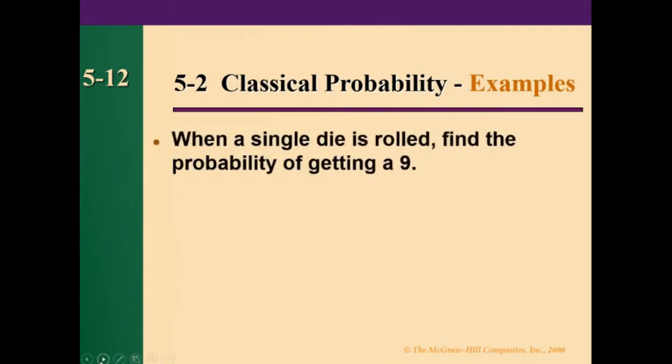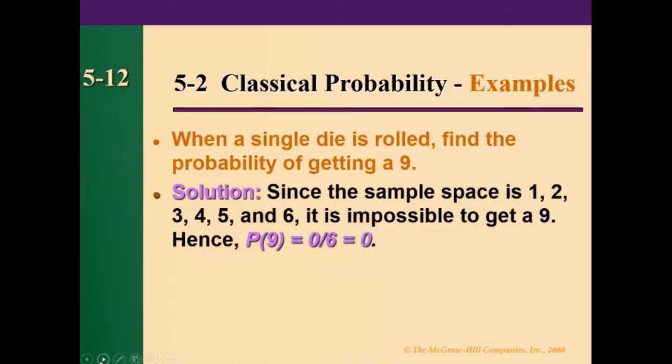When a single die is rolled, find the probability of getting a 9. So since the sample space is 1, 2, 3, 4, 5, and 6, it is impossible to get a 9. Hence, the probability of getting a 9 is 0 over 6 or equal to 0. Di ba? Kasi 1 to 6 lang naman yung nasa die.